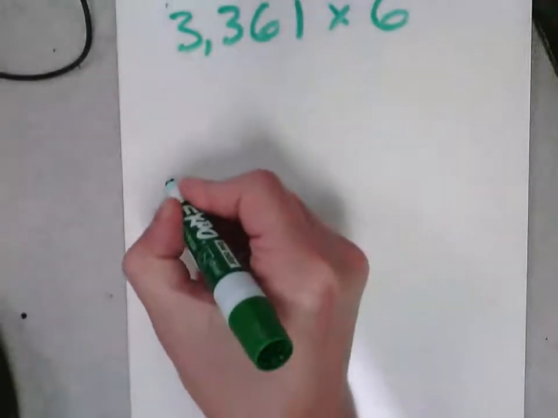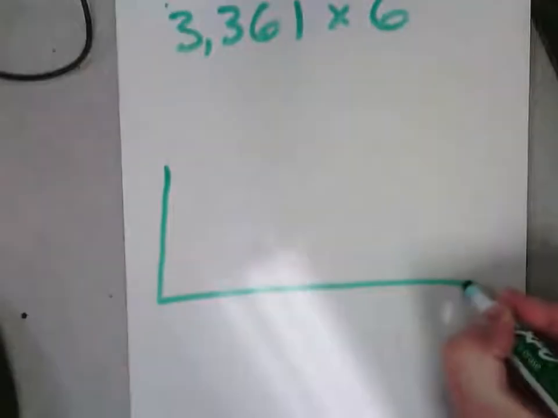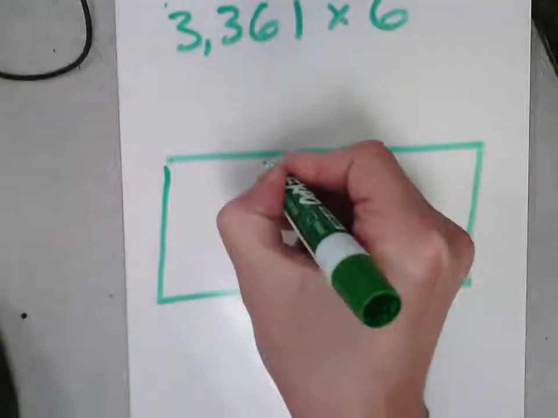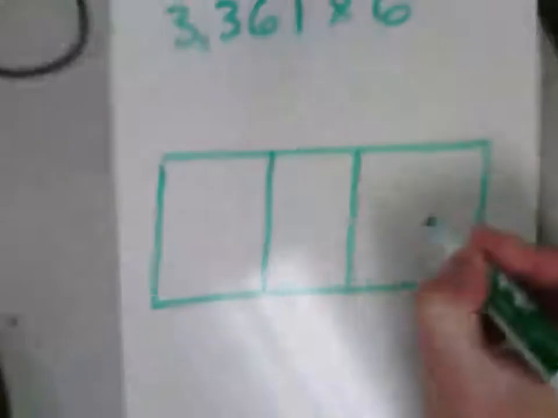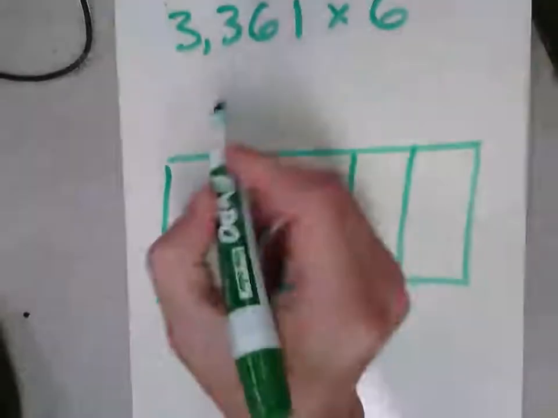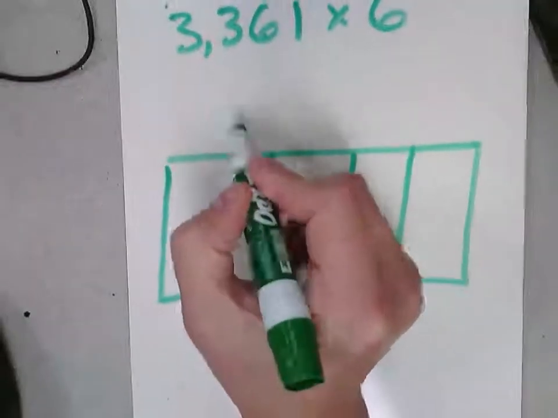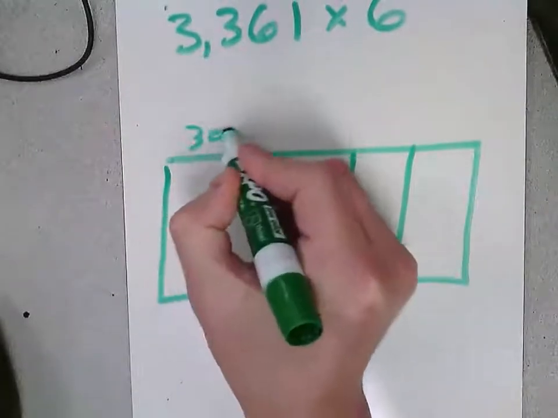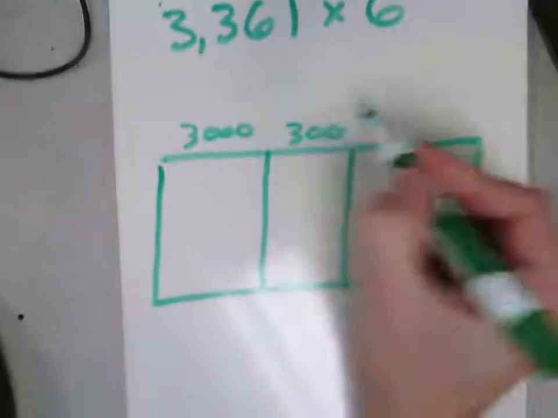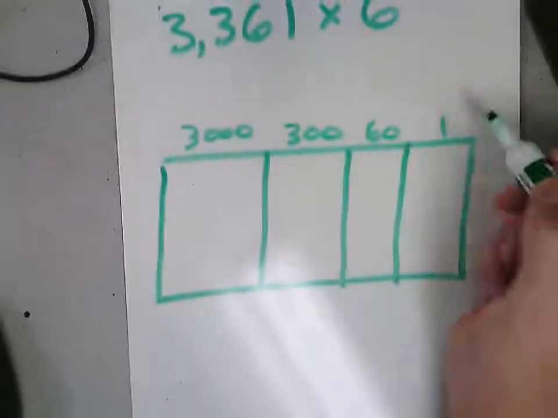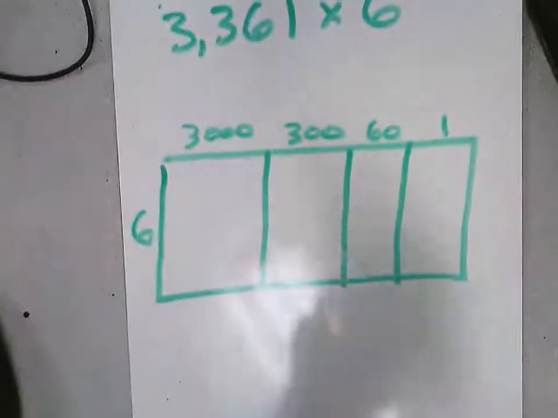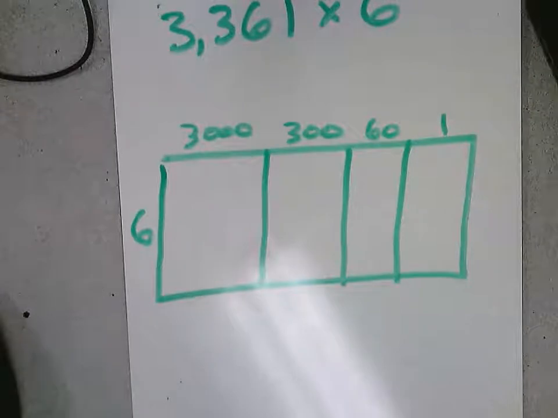So when we draw our area model, we know we're going to have this many divisions in it because of the place values, and we break it into its expanded form. So 3,000, 300, 60, and 1, and we multiply by 6, okay? So that's how we set that up.